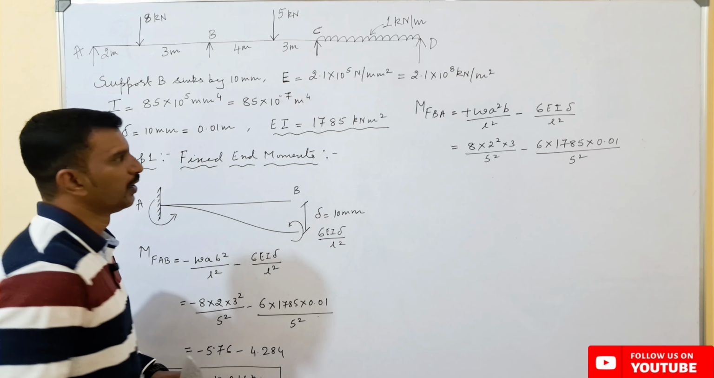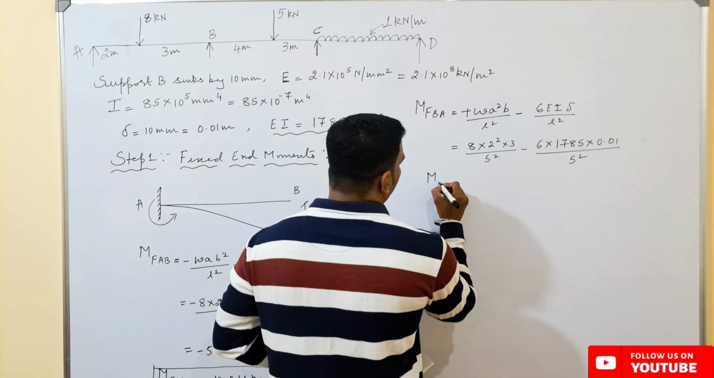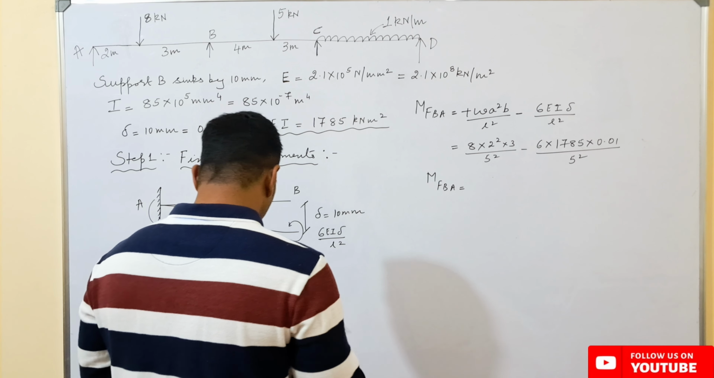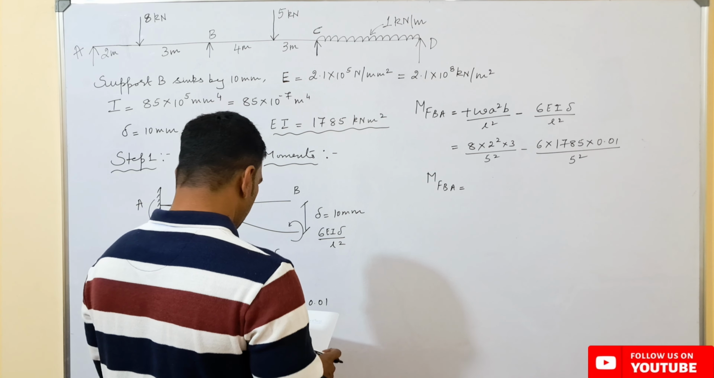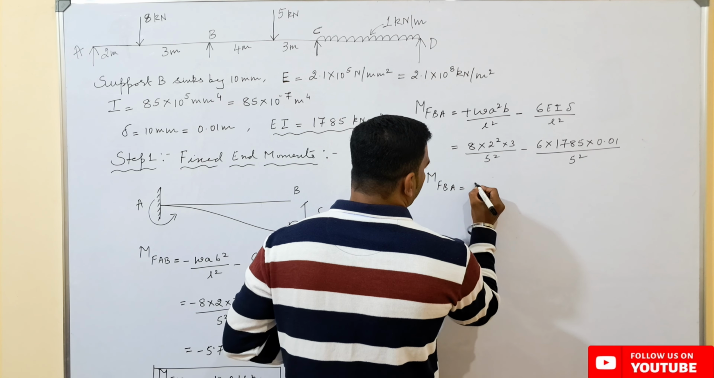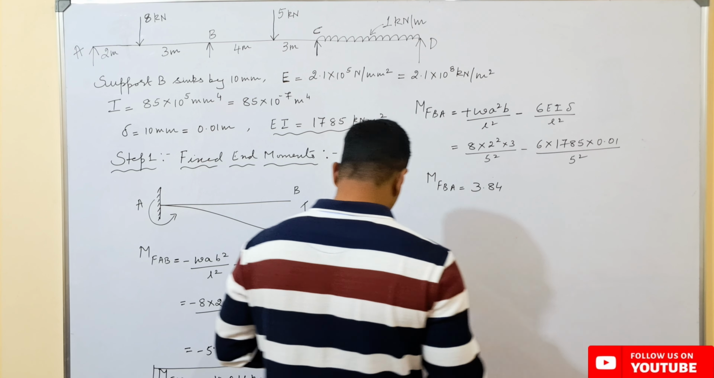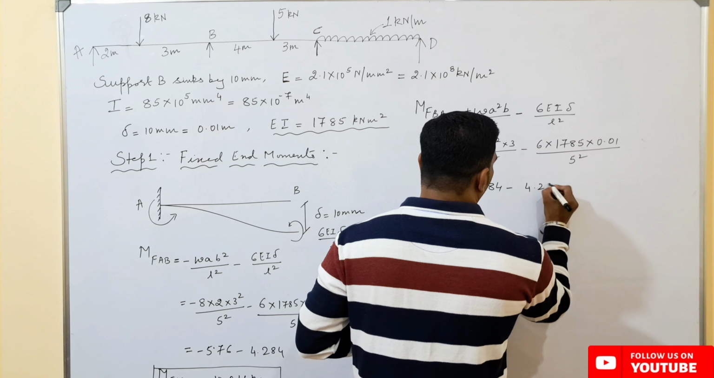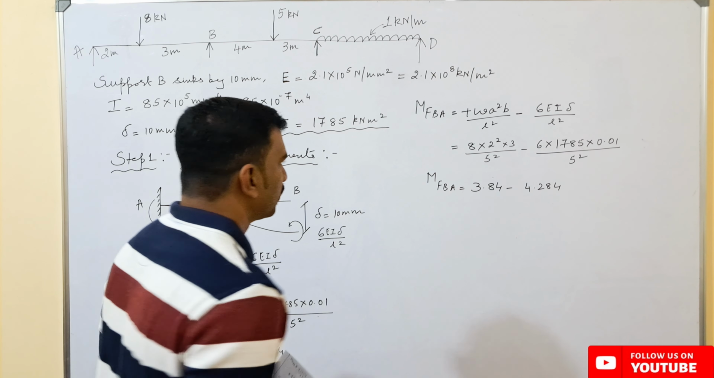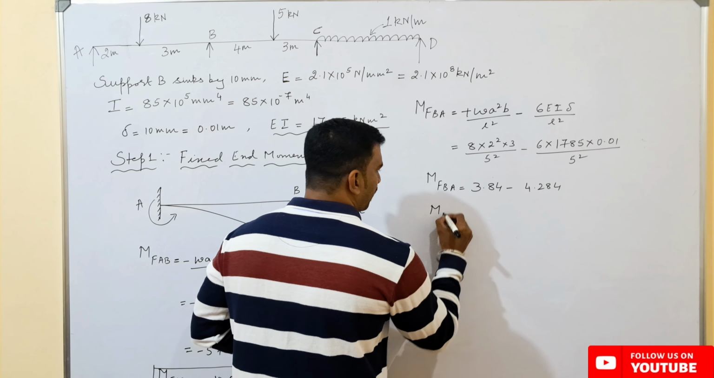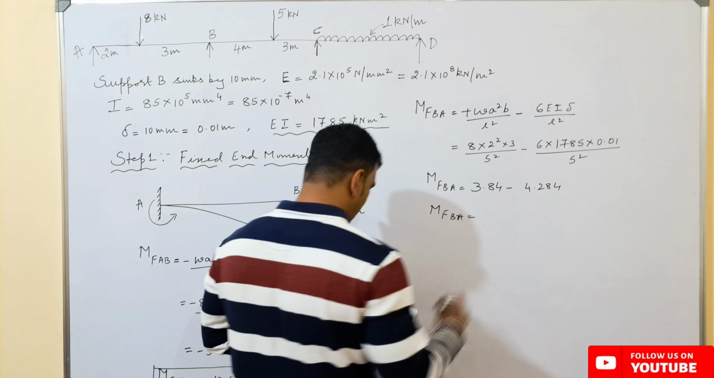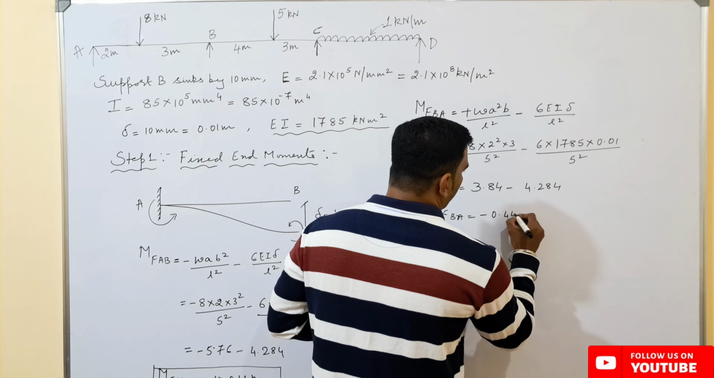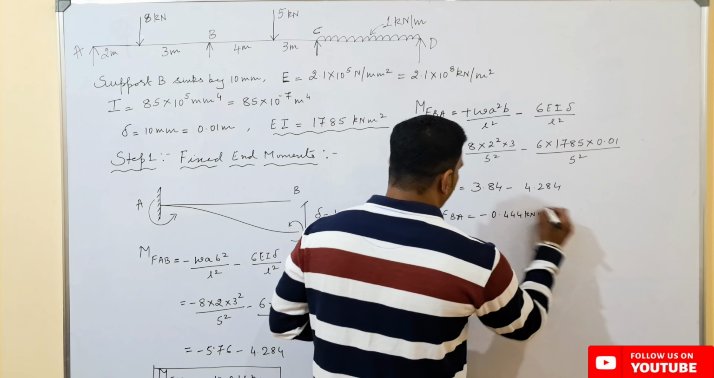So 5 square. So the fixed end moment from point B to A will be equal to, so this value here will be equal to 3.84, and this value will be minus 4.284. So the fixed end moment from B to A, here we are having a value of minus 0.444 kilonewton meters.